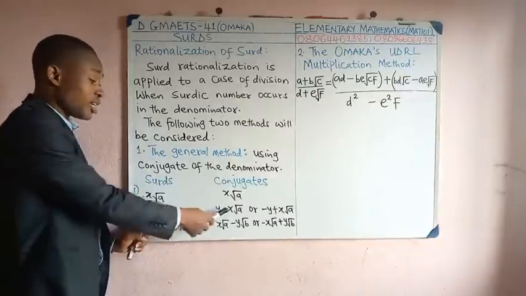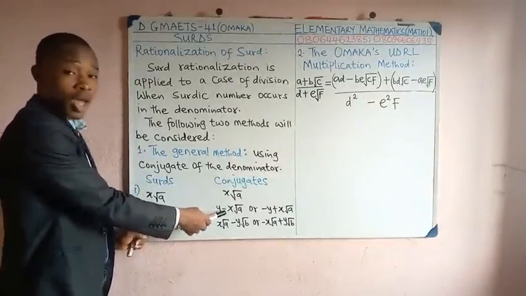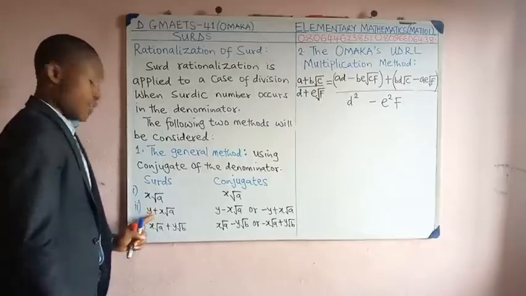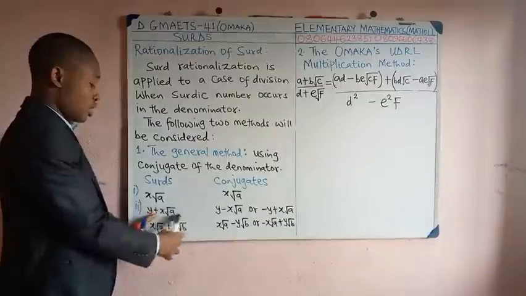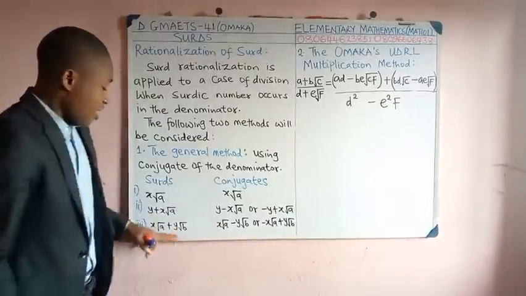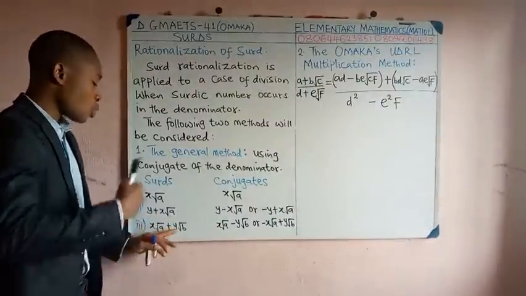If it is minus from here, then taking the conjugate, like in this case, this minus becomes what? Plus. That is if you maintain the sign of y. And if this is minus, then changing that of x root a makes it plus here. Is that okay? Alright, now the next one we have x root a plus y root b.